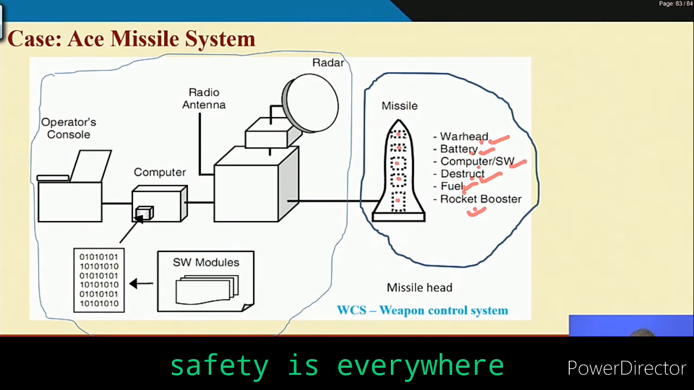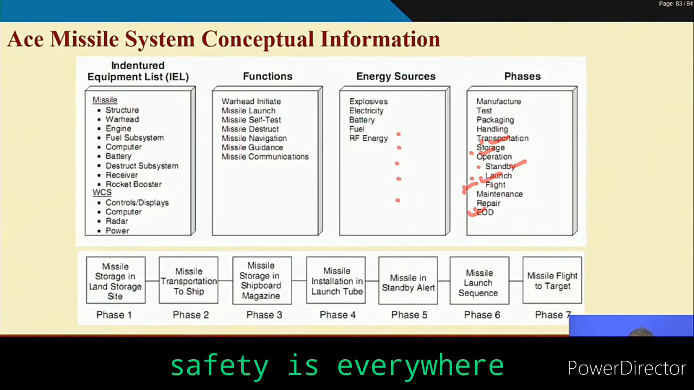Now, what is required if you really want to do this: you must know not only this, you must know this. What is this? You see, the intended equipment list: the missile, all its components, the weapon control system components, what are the functions, what are the energy sources applicable, and what is the stage, different stages.